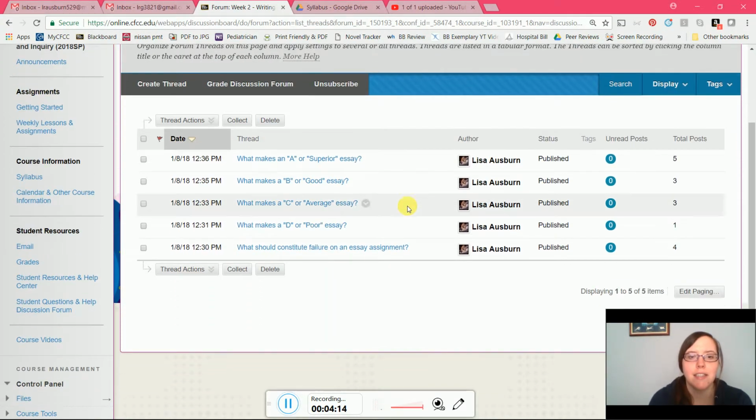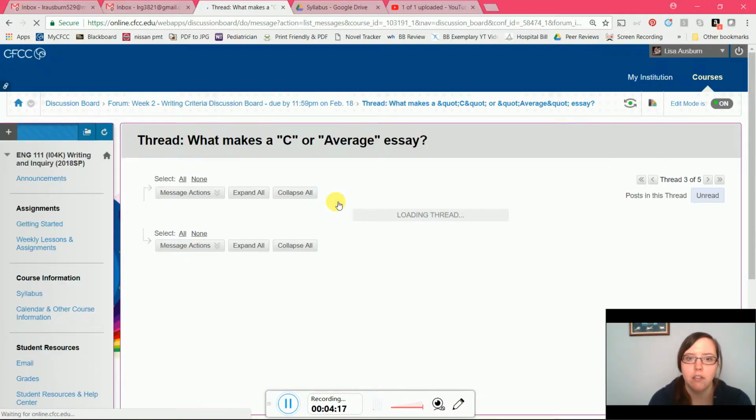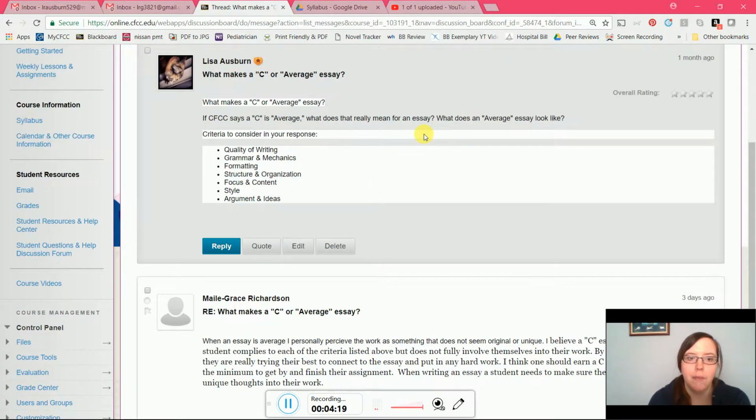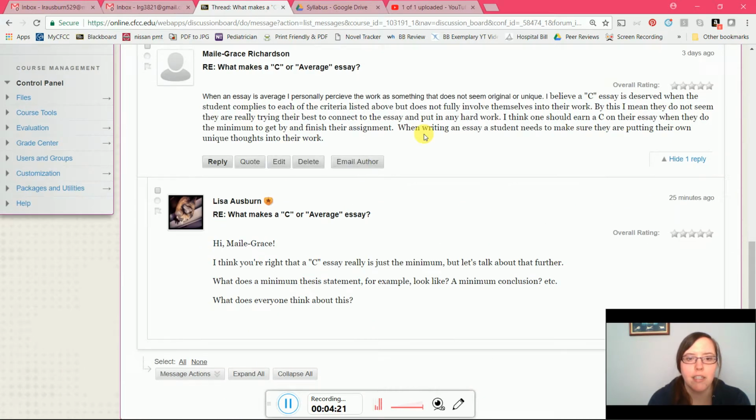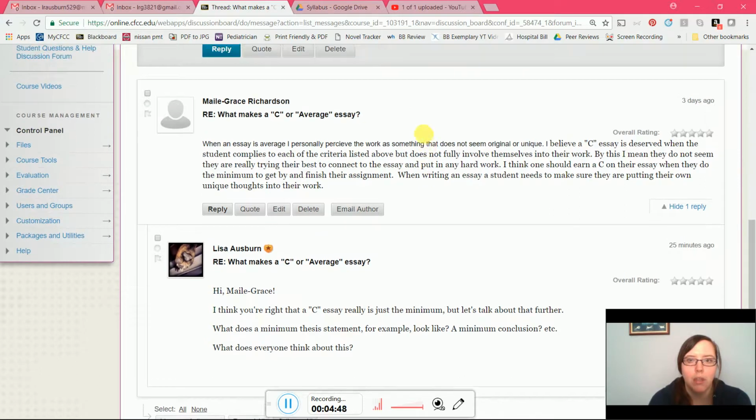So I think it's the C category that everybody really liked to talk about in addition to the A category. So we have these ideas here about the C is just the minimum. And I think, Millie Grace, you're totally right. The C essay, it's average, it's basic, I did what I needed to do to get by. And let's talk about more of that. What does an I'm just getting by thesis statement look like? What does an I'm just getting by conclusion look like? Because I think that those are some really good points too.